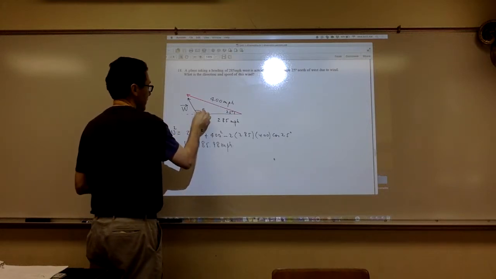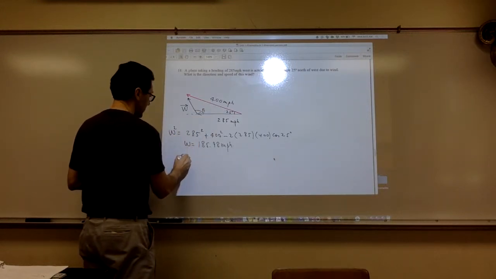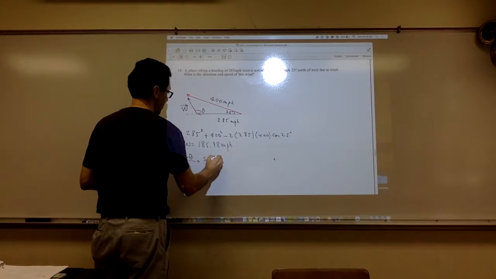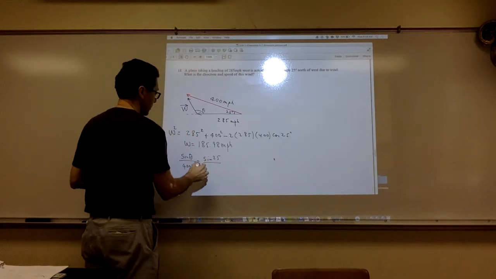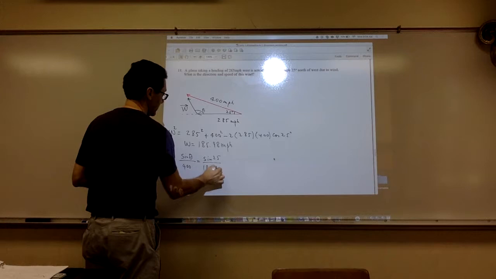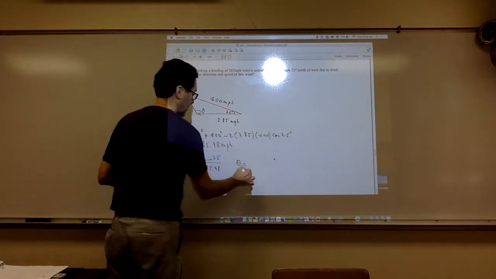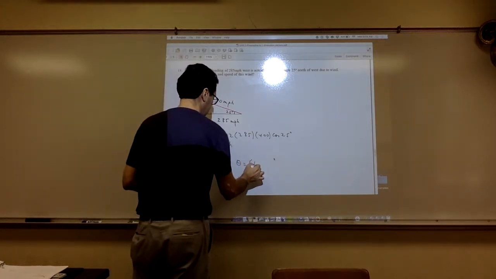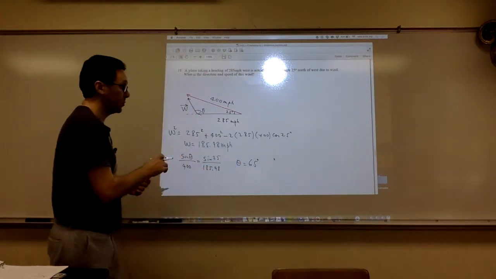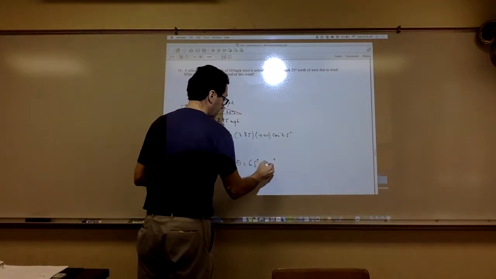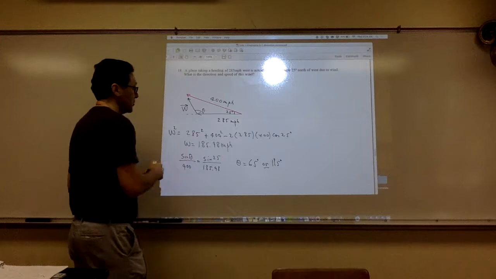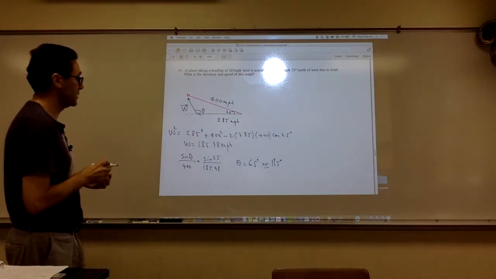So to find this angle, let's call it theta, sine theta over 400 equals sine of 25 over 185.98. And if we do the math, we get theta equals about 65 degrees. Now, it could be 65, or it could be the supplement of 65, which is 115. That's when you have to go back to the triangle and see which one of those two makes sense.